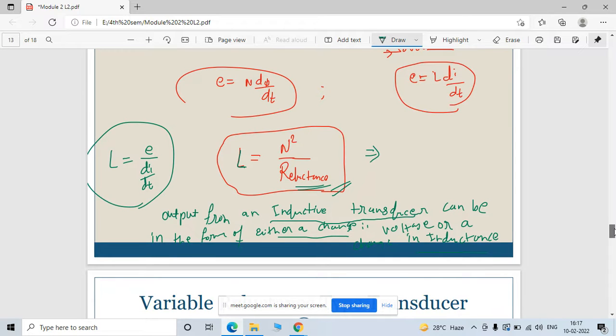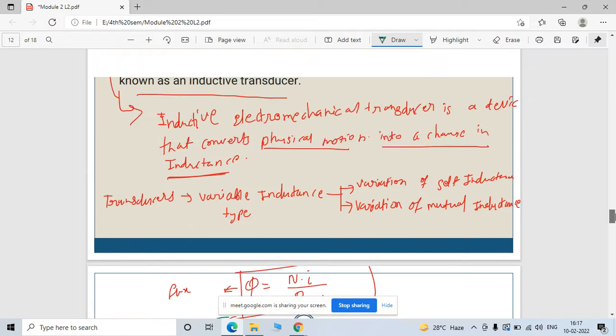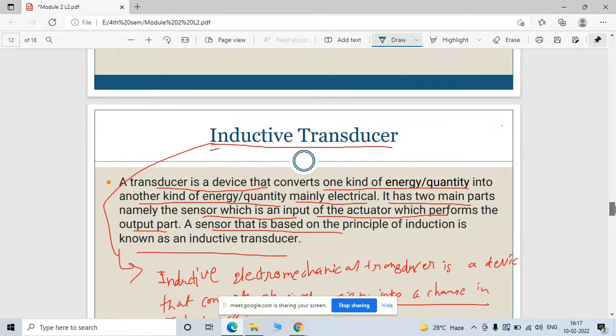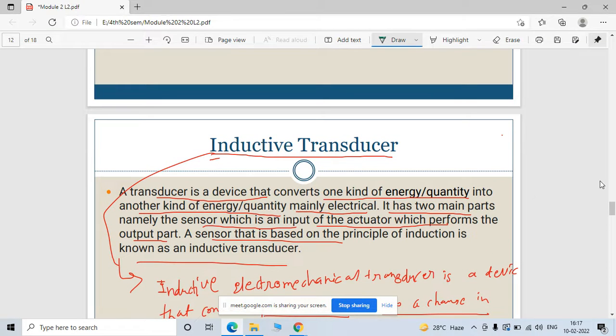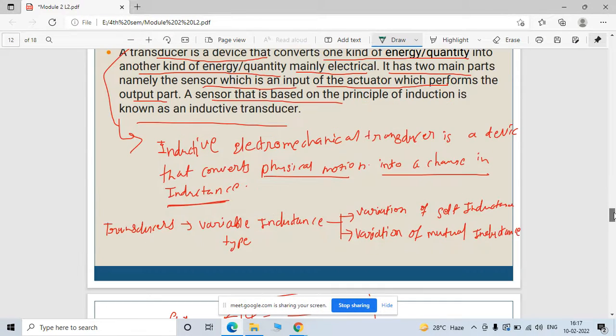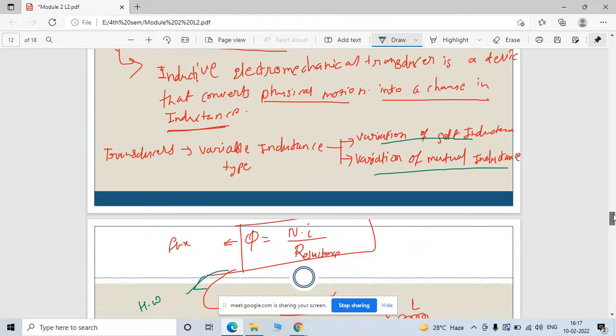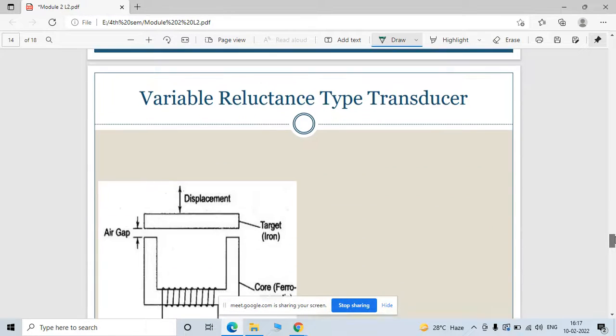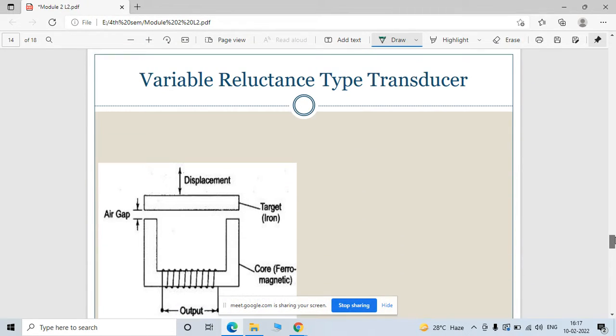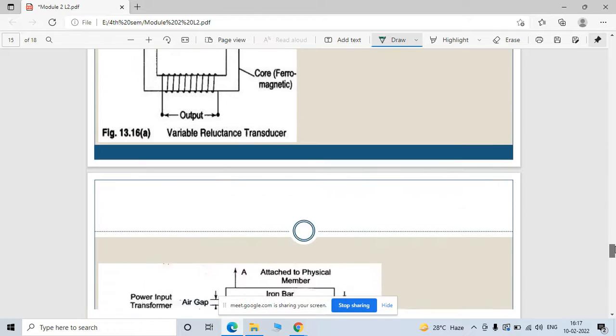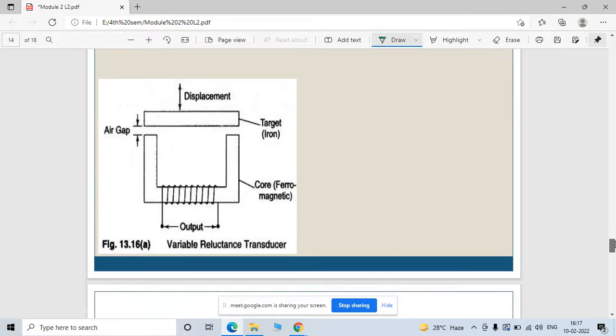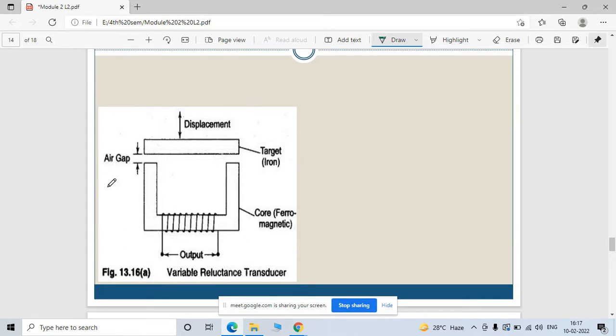Now this inductive transducer can be classified into two categories. First is variation in self inductance, and second is variation in mutual inductance. Now if I talk about the variable reluctance type, this is one of the examples here.